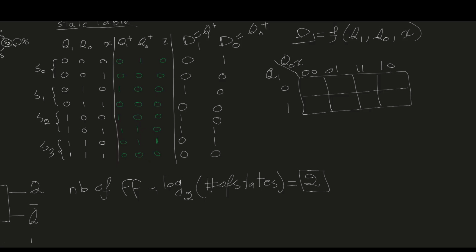So next, we look at D1 when it's 1, looking at the current state Q1, Q0, and user input X. So let's start at this one. So we have 1 for Q1, Q0X of 0, 1, 0. So that's 0, 1, 0. So we'll have 1 here. And then another one at 1, 0, 0. So that's 1, 0, 0. So we'll have another 1 here.